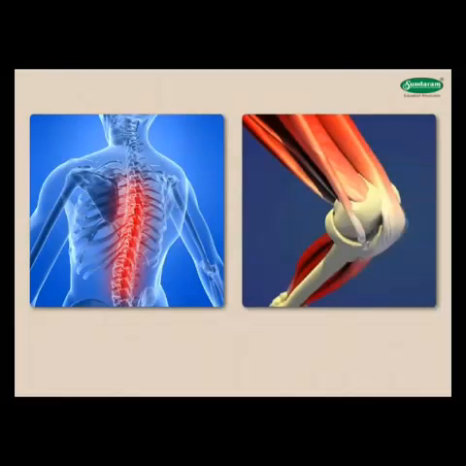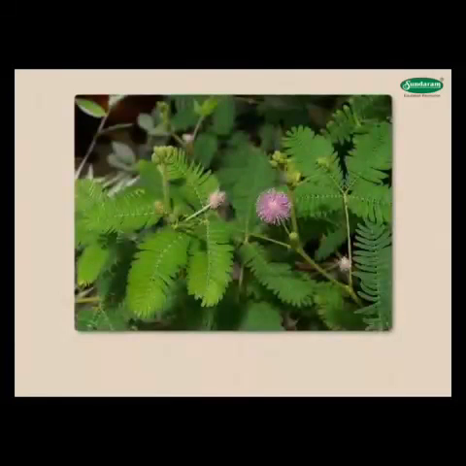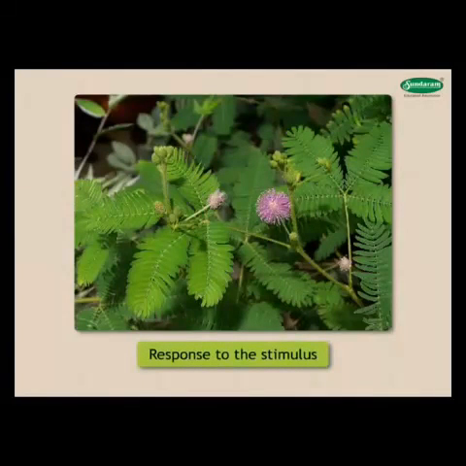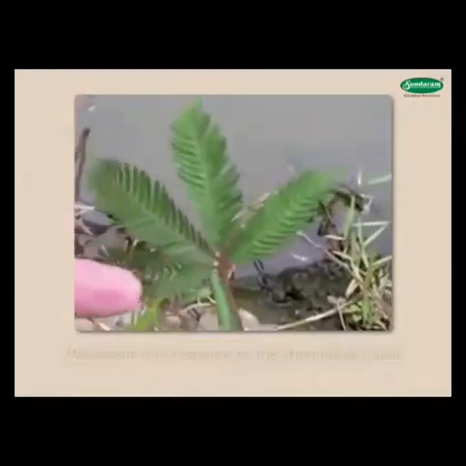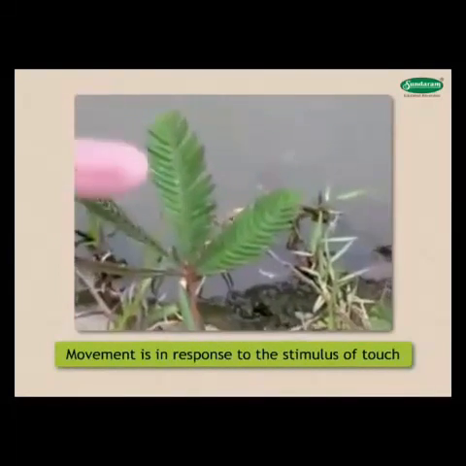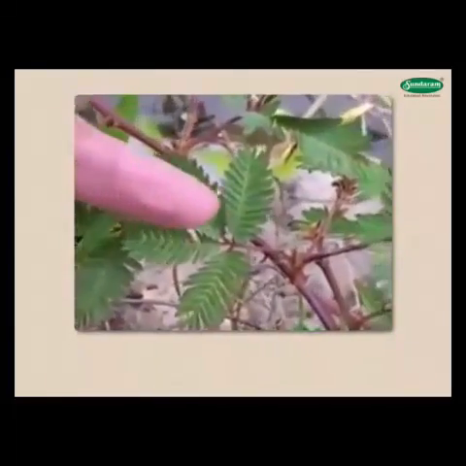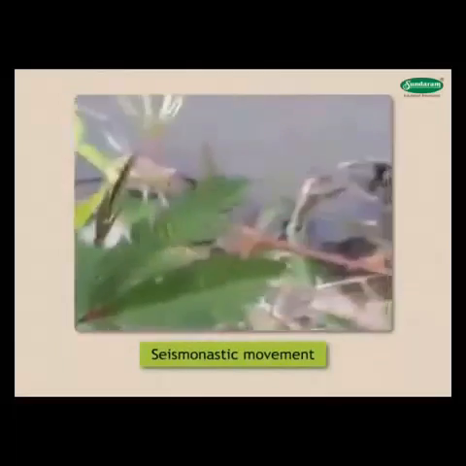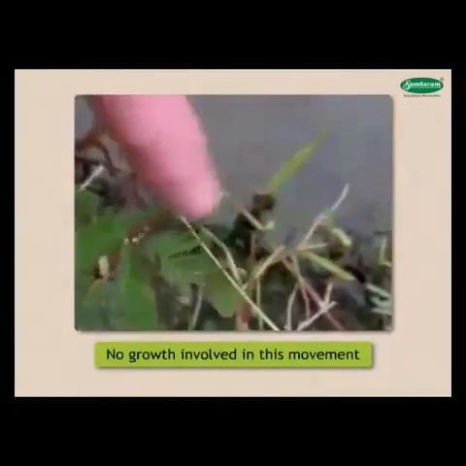Unlike animals, plants do not have a nervous system or muscular system. Then how do they exhibit movements? The movements exhibited by plants are mainly in response to the stimulus. In certain sensitive plants, like mimosa, movement is in response to the stimulus of touch. This movement is known as seismonastic movement. There is no growth involved in this movement.